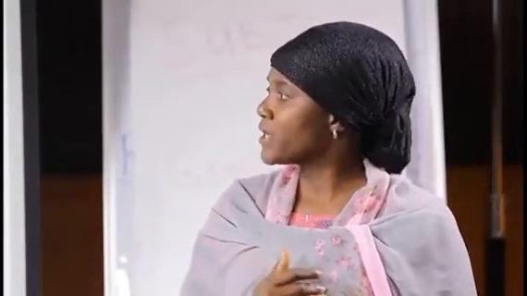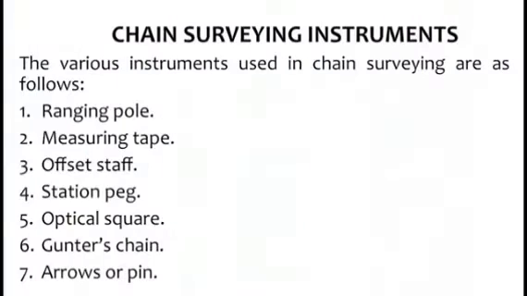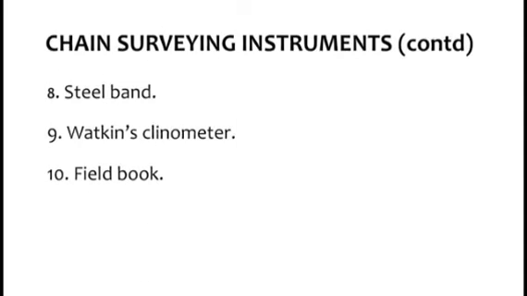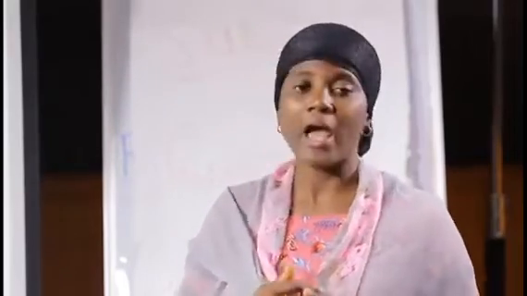We said we had several instruments that we used for our measurements, which include the ranging pole, the measuring tape, the offset staff, the station peg, the optical square, the Gunter's chain, arrows or pins, steel band, Watkins clinometer, and finally the field book. We then went further to describe these instruments as well as their functions. We also showed you a diagram of what they looked like.